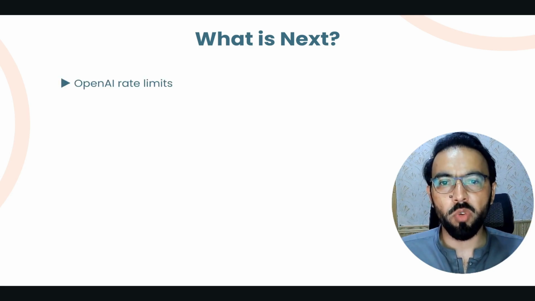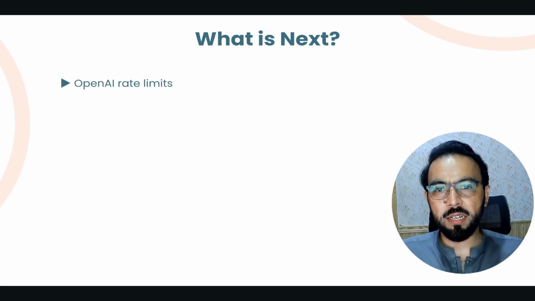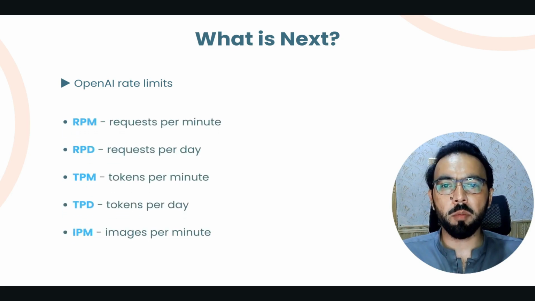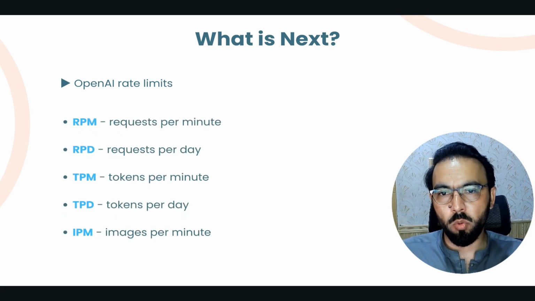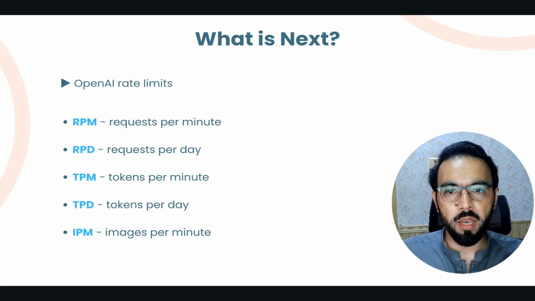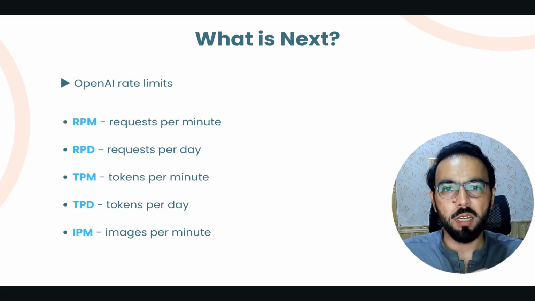In the next video we are going through the OpenAI rate limits. In the rate limits we will see the limits of requests per minute and requests per day. Then we will also see the limits of tokens, how many tokens we can consume per minute and per day. We will also go through the limits of images.